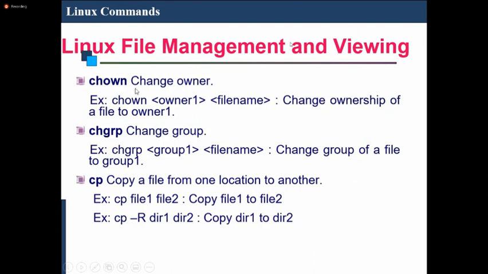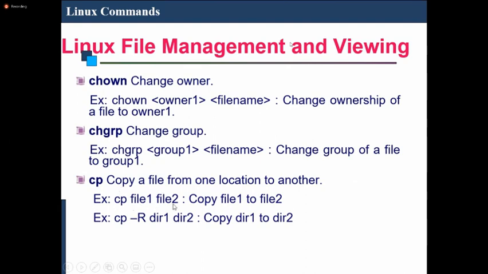Right, so these are the commands that we learn, right? Chown to change the ownership of a file. So then you give chown, then you type the name or username of the owner, then the file name or folder, right? Then chgrp to change the group. So change the group of a file. So then chgrp, then the group name. These should be created. Then the name of the file or folder.